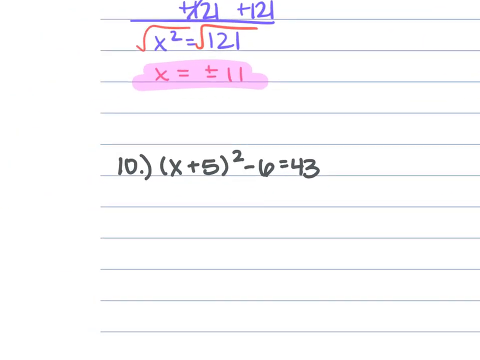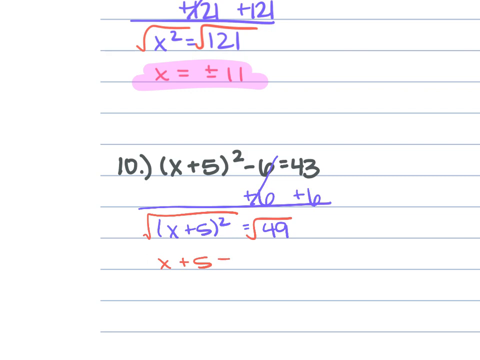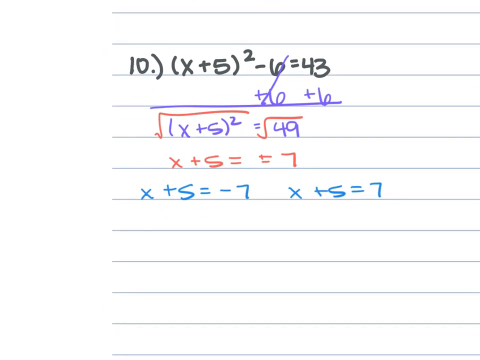For 10, we have (x plus 5) squared minus 6 is equal to 43. So we first want to move this 6 over by adding it to both sides. So we have (x plus 5) squared is equal to 49. Then we take the square root of both sides, so x plus 5 is equal to plus or minus 7. This is going to turn into x plus 5 is equal to negative 7, and x plus 5 is equal to positive 7. So we're going to move the 5 over by subtracting it to get x is equal to negative 12, and x is equal to 2.